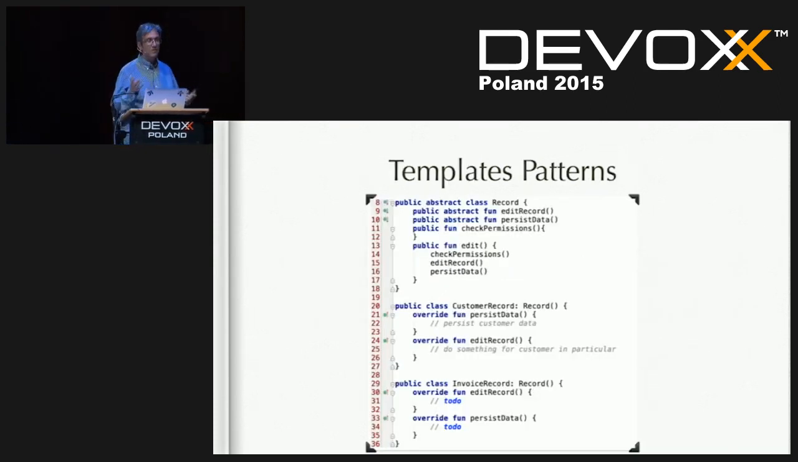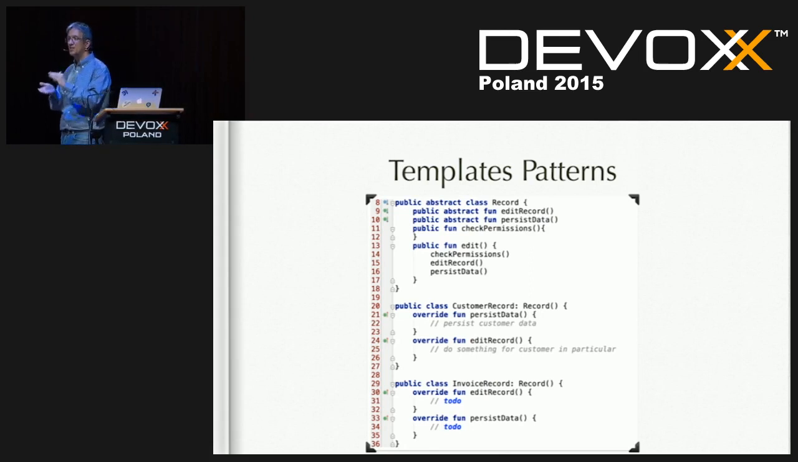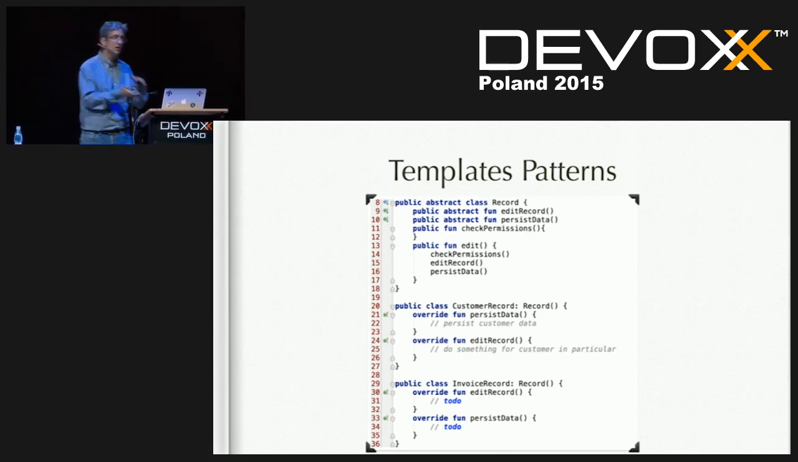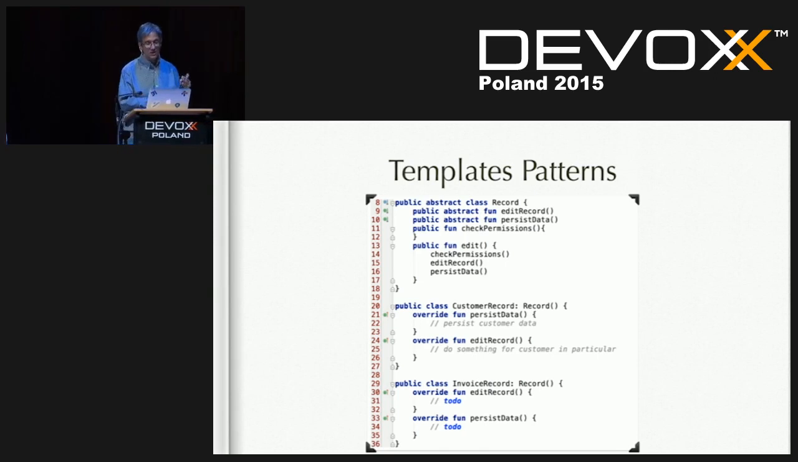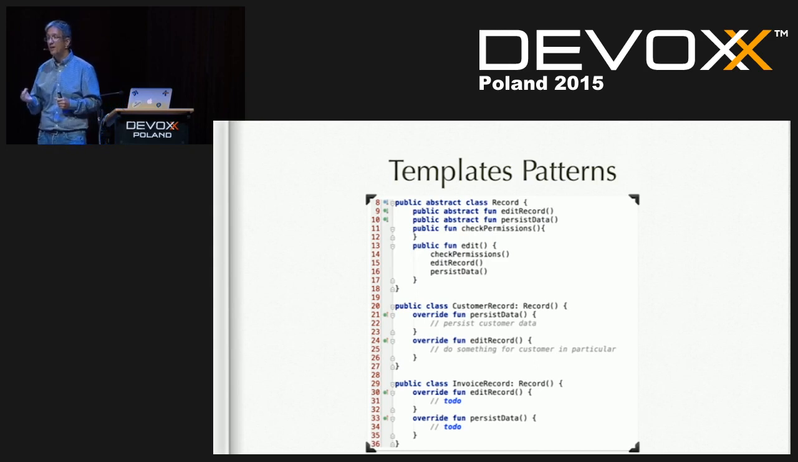Template pattern. You're all familiar with the template pattern, right? It's a pattern defined in object-oriented programming whereby if I have multiple classes doing more or less the same sequence of steps, but then each individual class somewhat varies, I can create a template. So here I have a customer record that persists some data, and when you want to edit a record, it does something, and then with the persistence, it does something, and I have an invoice which does the same thing, edits and persists data, and all of them, when they edit, have to follow the same pattern. They first have to call check permissions, then they have to call edit record, then they have to call persist data. The only difference is how they do that.